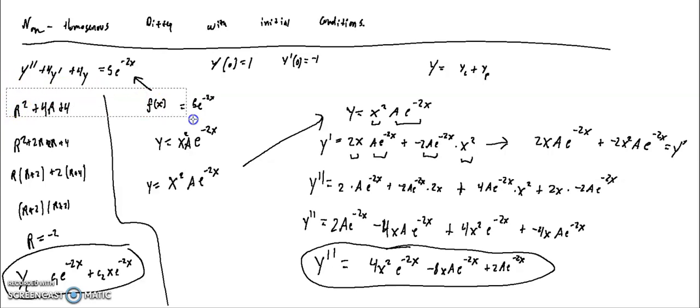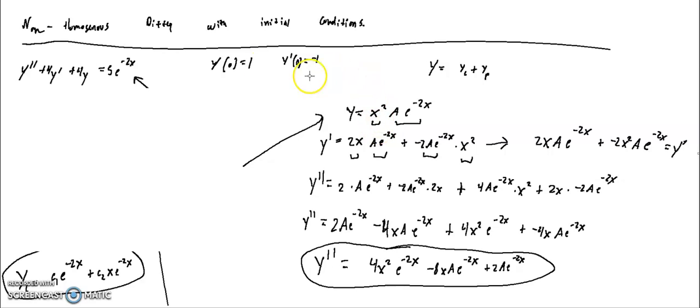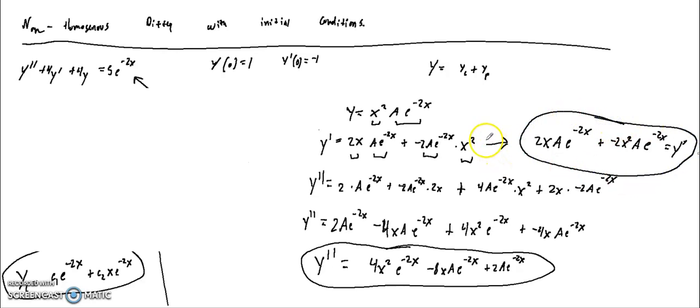So, we need to plug these derivatives into this equation right here. And with that, we will finally find yp, then we can add it to yc. And then we still need to plug in our initial conditions. But, if you can do this problem, then you will be set for your quiz or exam, whatever it may be.